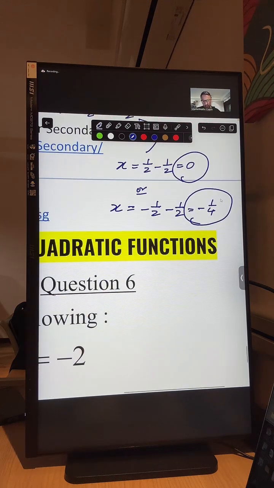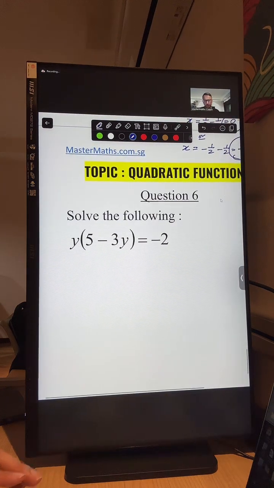Okay. Last question for today. Solve the following. So this is where there needs to be some expansion.